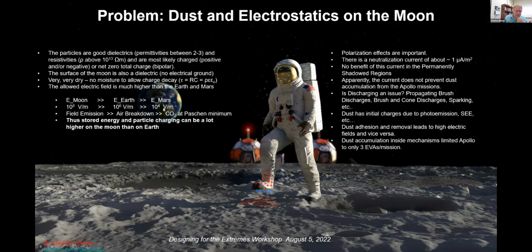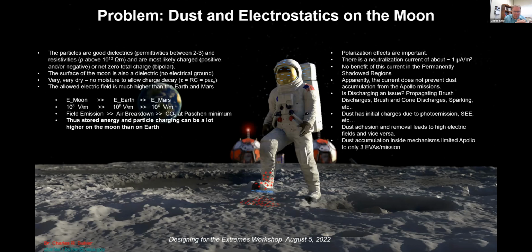The moon is full of dielectric particles. I like to think of it as a big giant ball of Teflon with chopped up pieces of Teflon on it. You get roughly the same permittivity as Teflon, about 2 to 3, as the dielectric constant of your particles. The resistivity is quite high. They can be charged positive or negative, and you can't just assume one or the other. There's not really a zero charge on the particles. It's mostly bipolar.